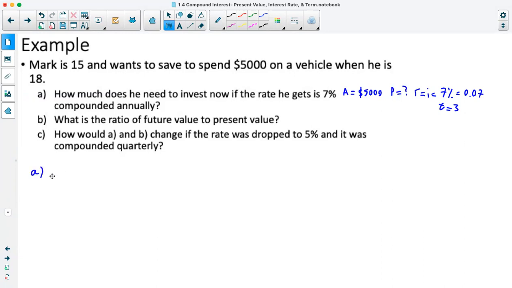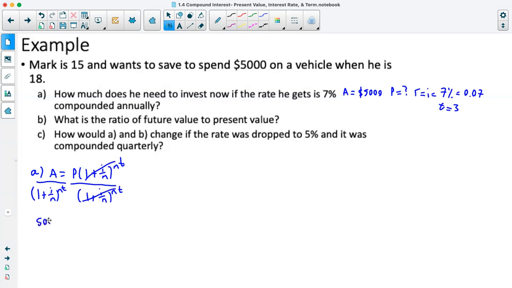So we'll start part A with our formula of A is equal to P times 1 plus I over N to the power of NT. We will gradually rearrange this, so I would divide both sides by 1 plus I over N to the NT. Both will cancel out, so we have our principal on its own.